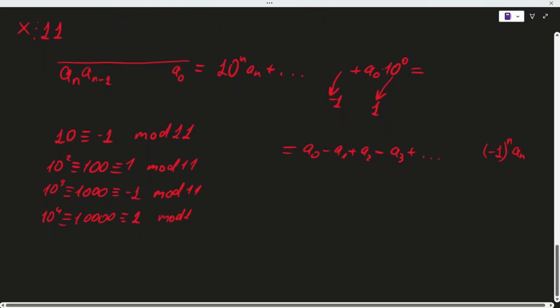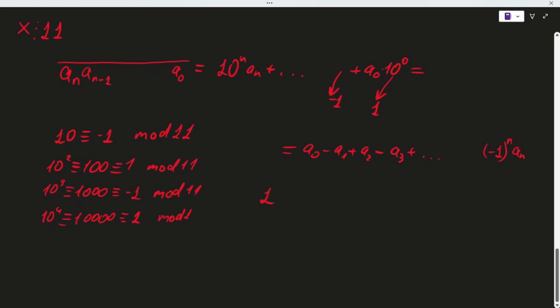So clearly we can easily check this. If we have 121, in this case, as this is 11 times 11, at the same time, the sum of the odd indexed elements equals 2 and the even indexed element also equals 2. And clearly this satisfies our property.